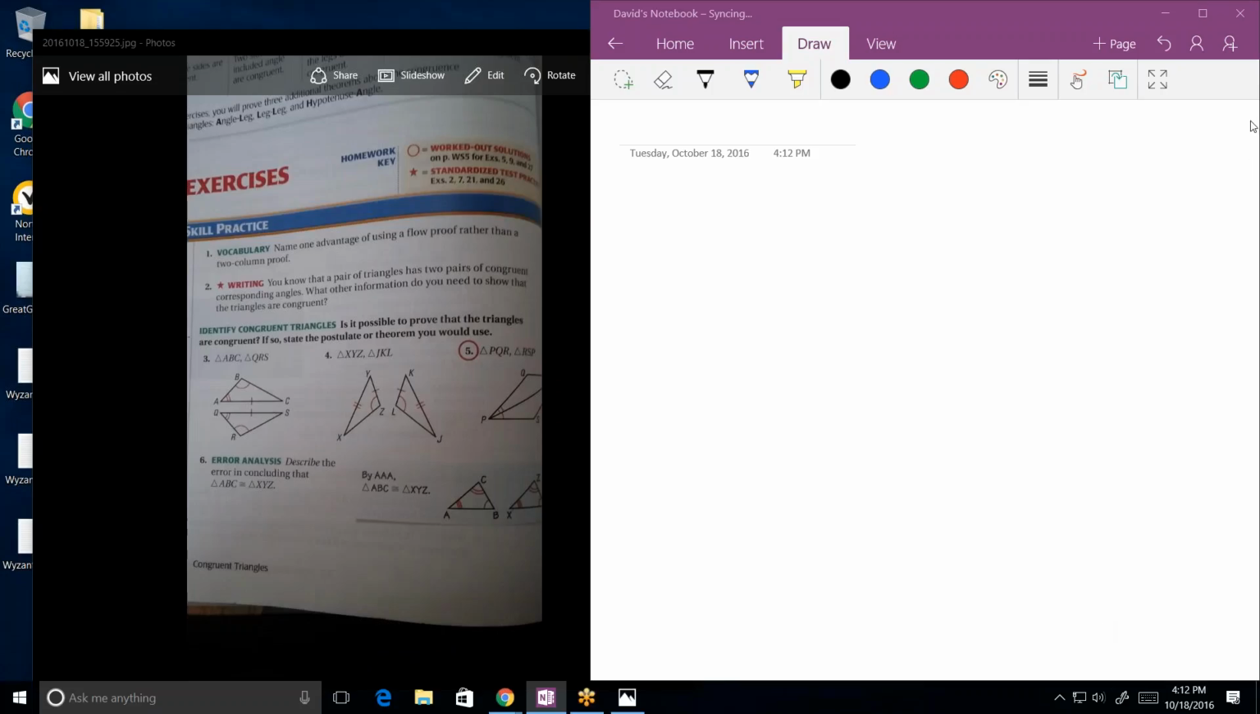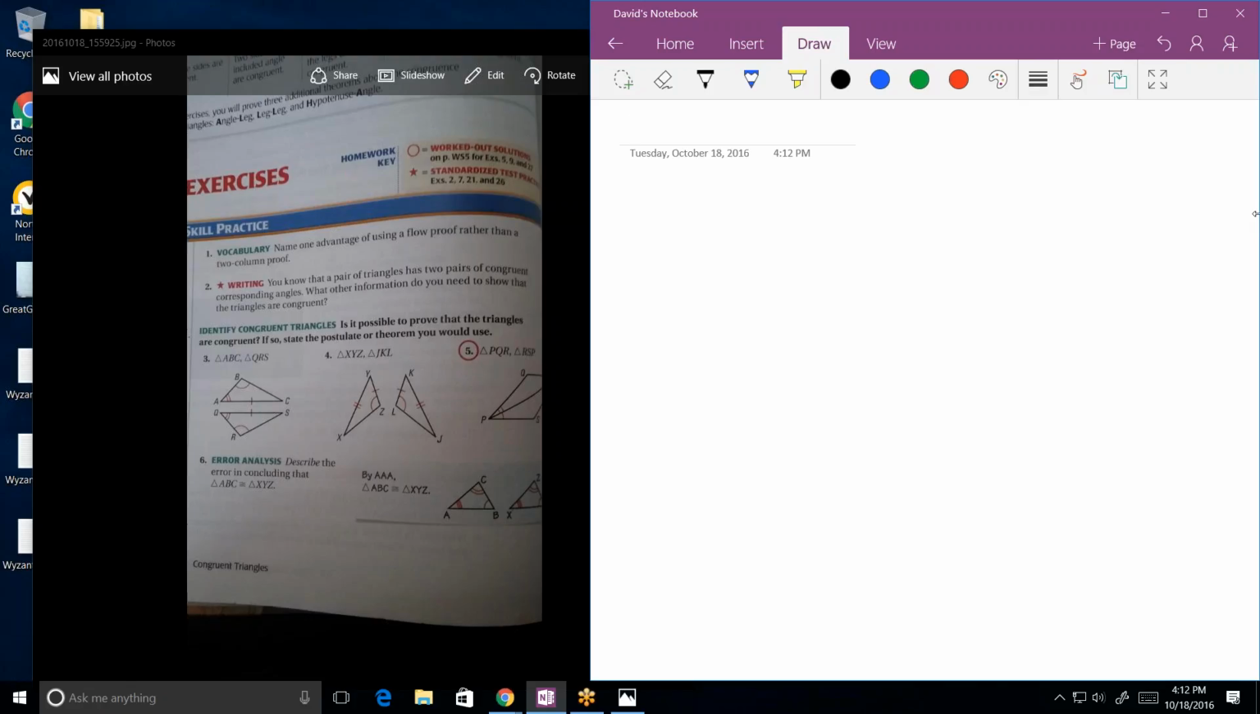Thing out of my way here. Start looking at some of these problems. Number 3. Are those congruent, and why? Which postulate? They're congruent, well, because of the angle side congruence postulate. Okay, good. How about number 4?